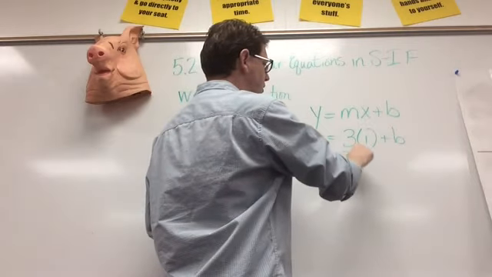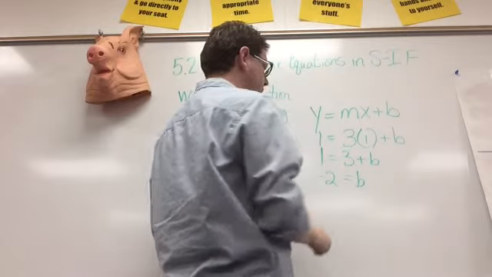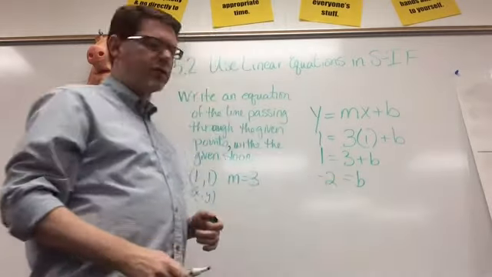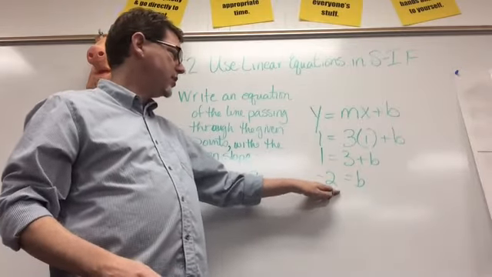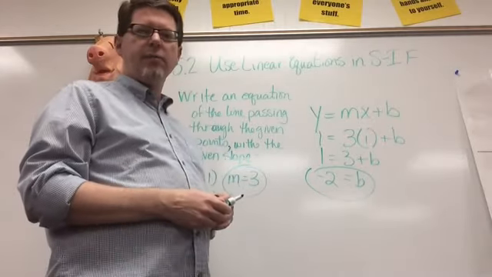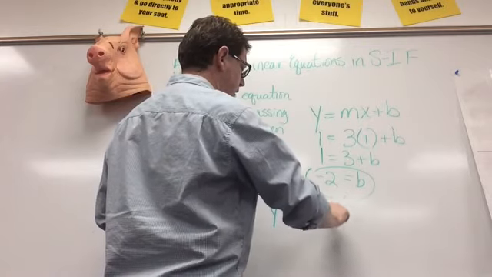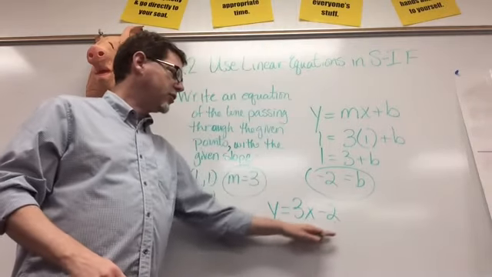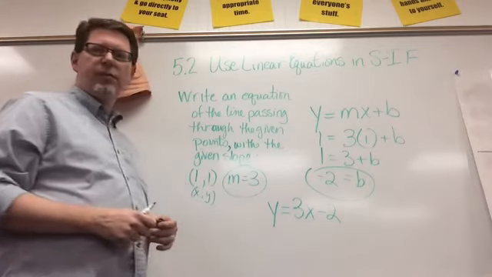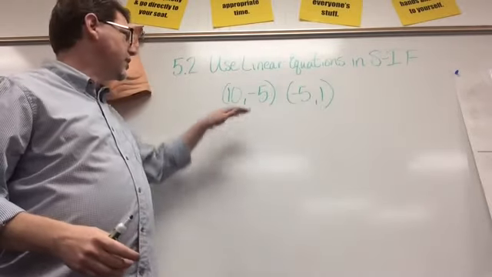So 1 equals 3 plus b, so b must equal negative 2. Because I bring the 3 to the other side, it becomes negative 3, plus 1 is negative 2. So b is negative 2. I know b, I know my slope, so now I can write my equation, y equals 3x minus 2. So that is now the equation of the line that passes through the point (1, 1) and has a slope of 3.